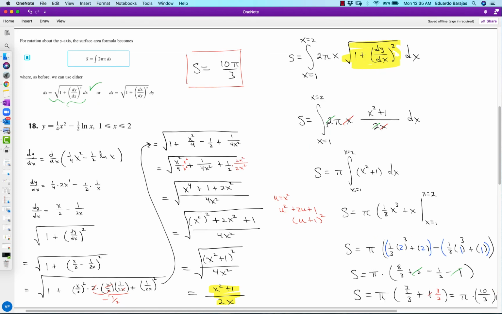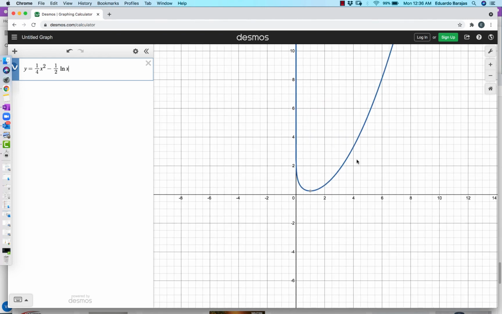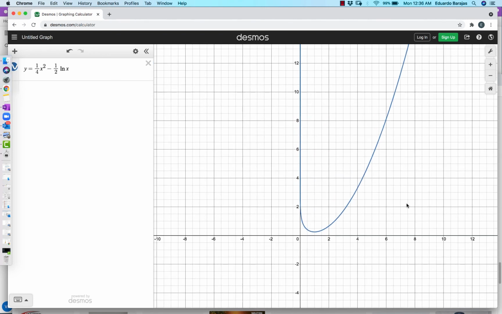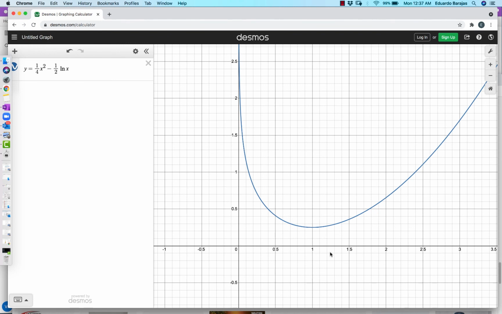Okay, now just to get a sense of what this graph looks like, let's go over to Desmos. Okay, so here's what the graph looks like. Remember that the domain of the ln function is positive numbers, so it's only defined from 0 forward, not including 0. This is what the entire graph looks like. Of course, we're only interested in the segment between 1 and 2, so this little part here between 1 and 2, so just this portion of our graph.